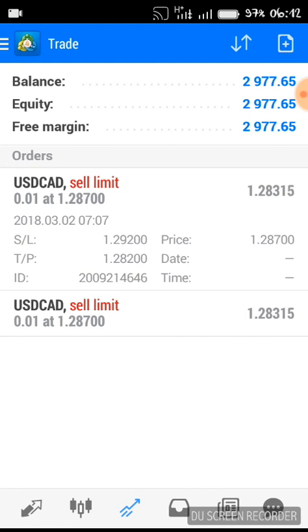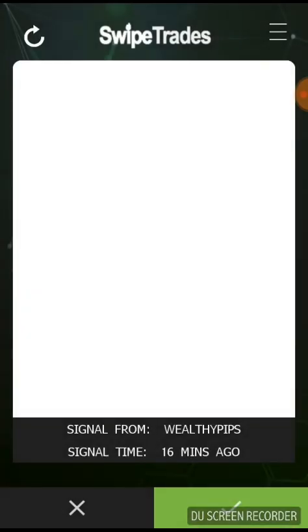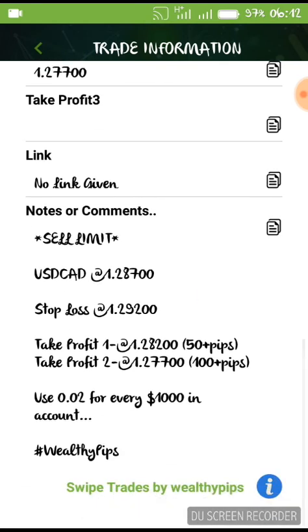in the profit that is commensurate. Remember that in our note from the swipe trade, let me show us the note again. It says our take profit 1 is 50 pips and our take profit 2 is 100 pips. So you see that at the end of this query here, you can see take profit 1 is 50 pips and take profit 2 is 100 pips. So that is how to run your swipe trade.